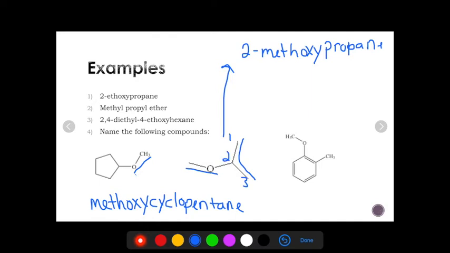Okay, last one, we have a methoxy group right here. And we have methyl attached to a benzene ring. So if you'll recall from chapter 2, that's toluene. So toluene is always, or the methyl group is 1, so this is going to be 2. So it's 2-methoxytoluene.